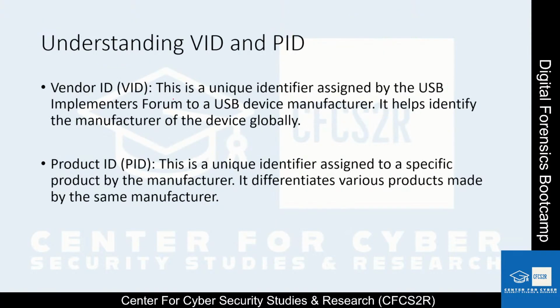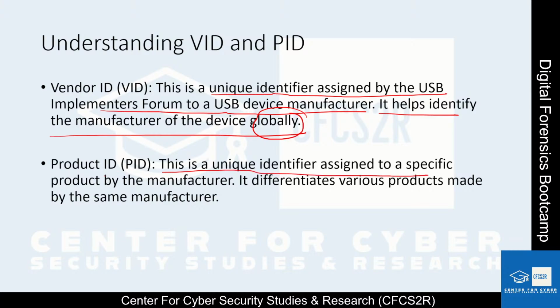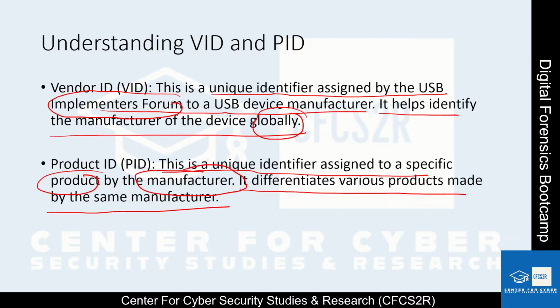So we have talked about USB devices, we have talked about VID and PID. So what is VID? This is a unique identifier assigned by the USB Implementers Forum to USB device manufacturers. It helps identify the manufacturer of a device globally. PID, Product ID, is a unique identifier assigned to a specific product by the manufacturer. It differentiates various products made by the same manufacturer. So who will give the VID? VID is given by the Implementers Forum and PID is given by the manufacturer. I think this is clear.